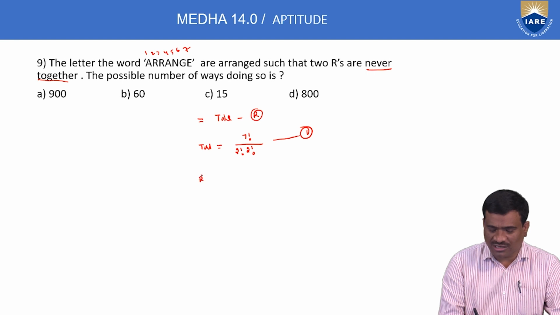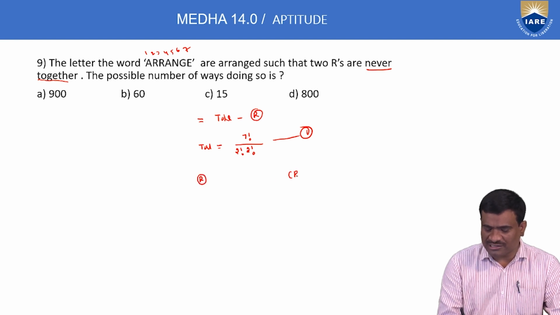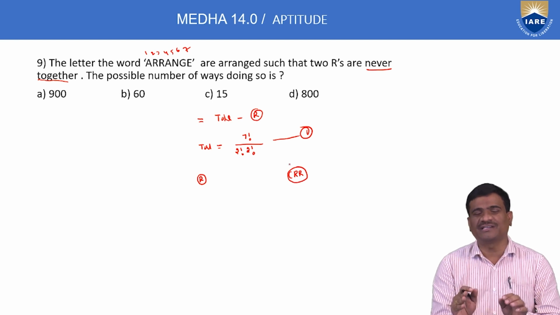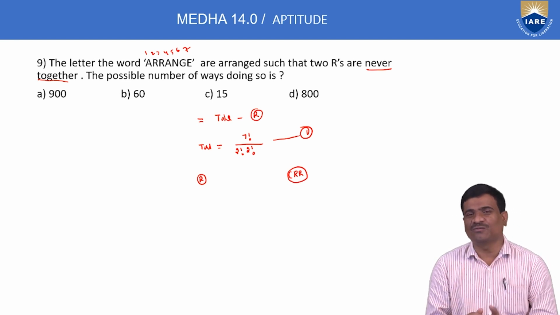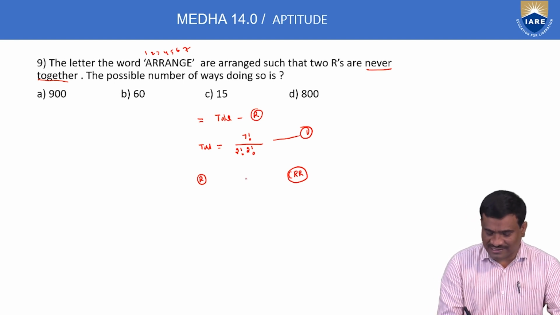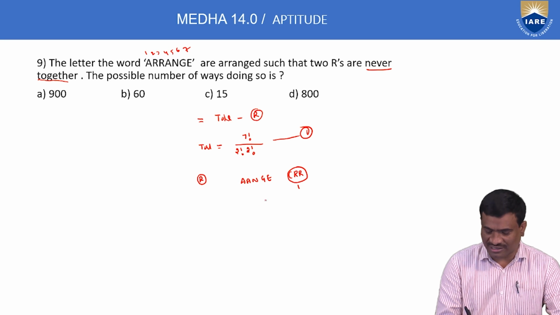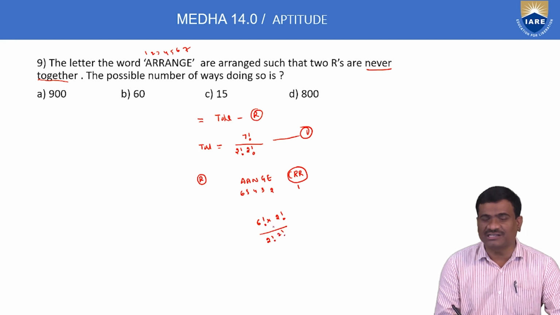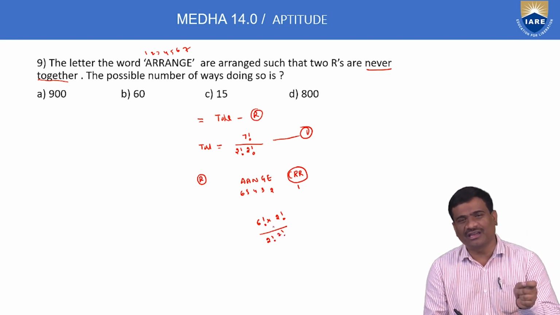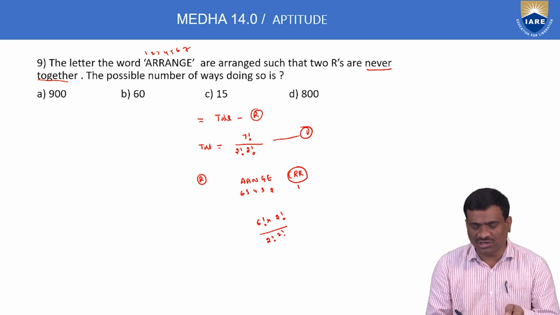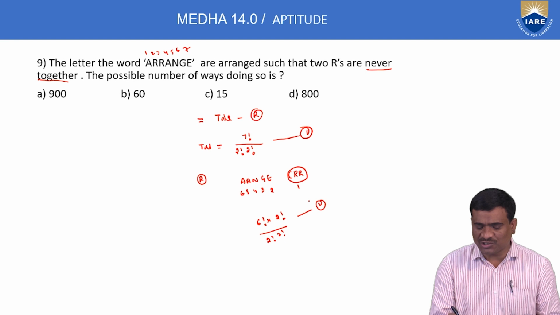Second, 2 R's come together. Together is nothing but that condition, always write in bracket because that is called one element. Next, other letters in ARRANGE: A, N, G, E. This is treated as one element because together. Next, count total number of letters, 6 letters, 6 factorial. 2 R's arrange 2 factorial. Denominator: repetition of letters in ARRANGE, A 2 times, 2 factorial. This is called equation number 2.